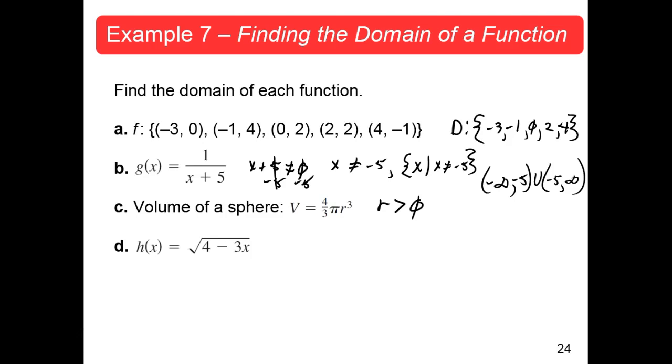And do this one for me. Draw me one with a negative radius. I want to see it. You can't do it. You have to have a positive radius to draw a sphere, right? So that is your domain of this. Now that's one way to put it. Or you could say the set of all r such that r is greater than 0. Can't be equal to 0. How would you express that in interval notation?